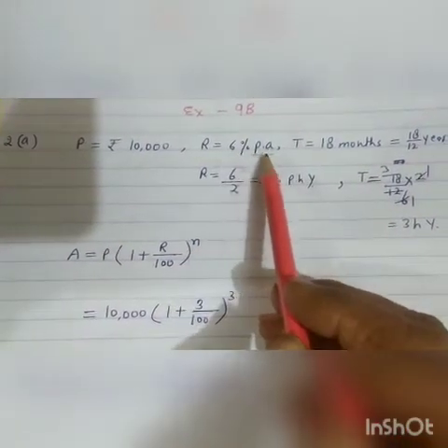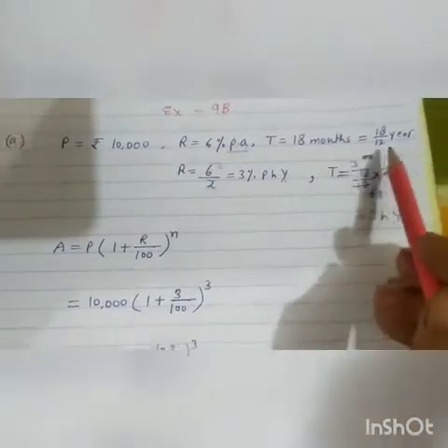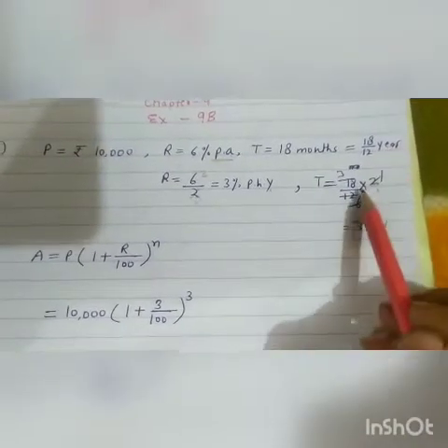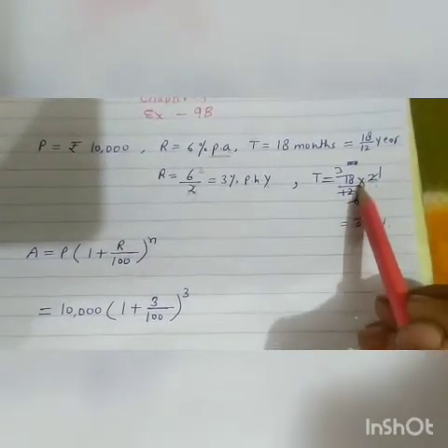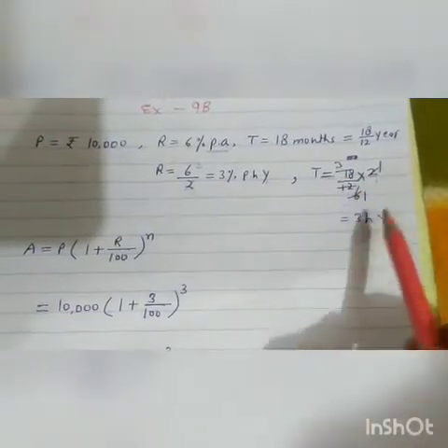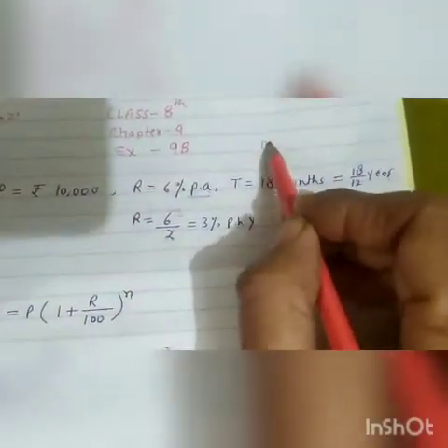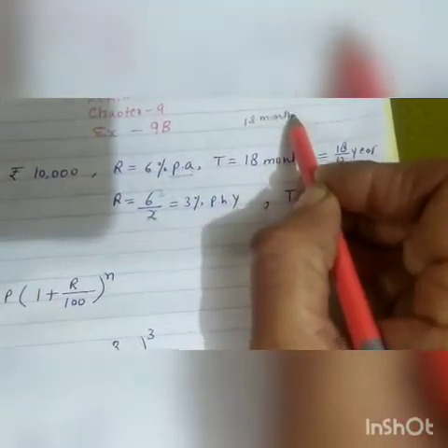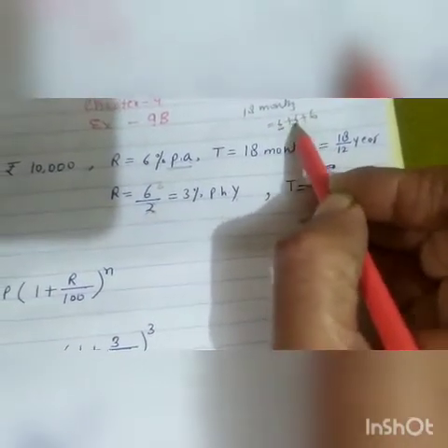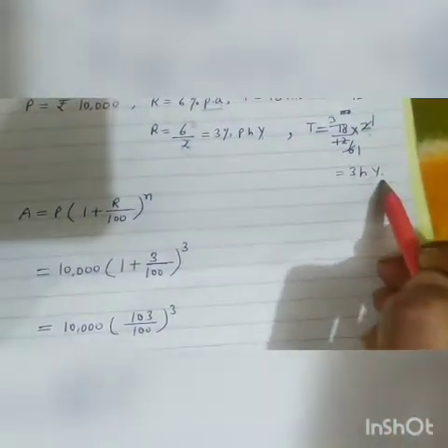So when the interest is compounded half yearly, we divide the given rate by 2 and multiply the given time by 2 if time is given in years. So 18 upon 12 year multiplied by 2 gives 3 half yearly. Or if we see simply, 18 months means 6 plus 6 plus 6, 3 half yearly. So time is 3 half yearly.